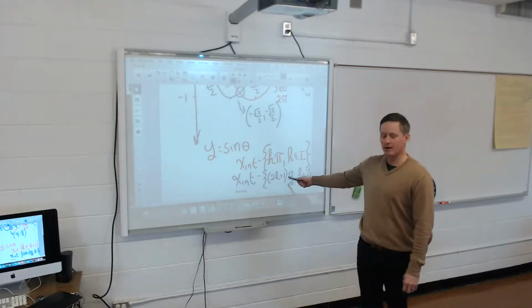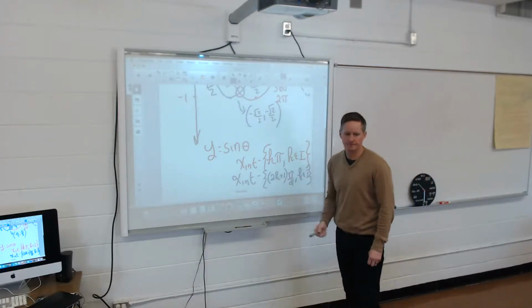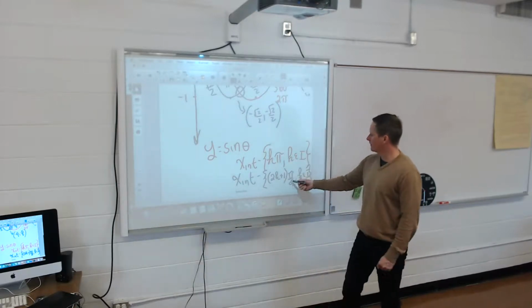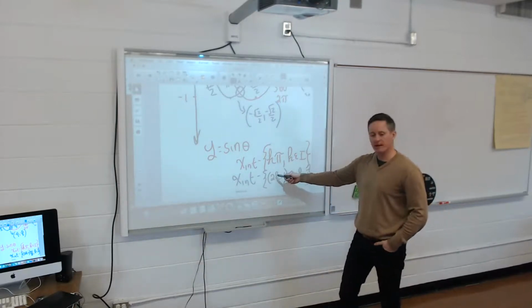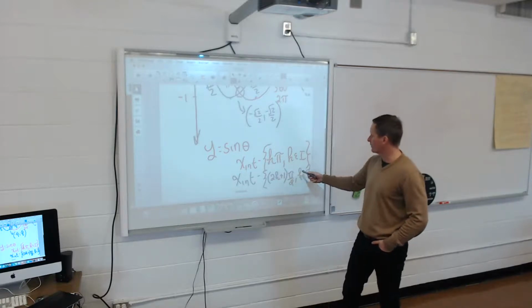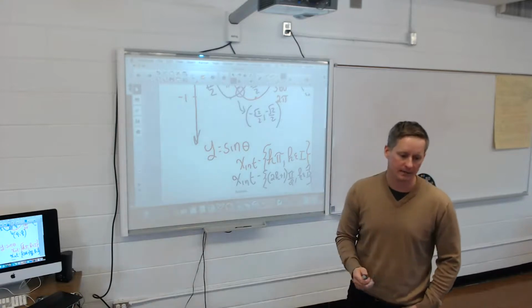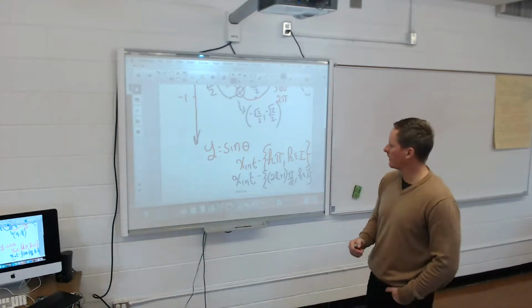So the important part is the 2k plus 1. Okay, good. So 2k plus 1 times pi over 2 means that it's every odd value of pi over 2, I end up with an intercept or a 0. Okay?